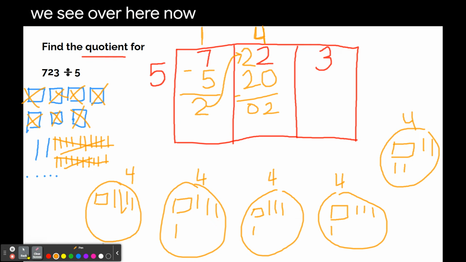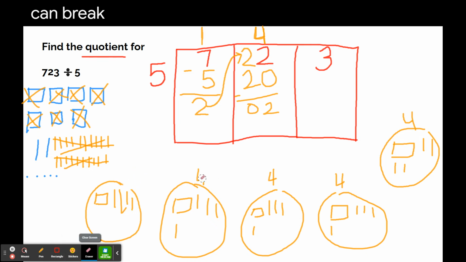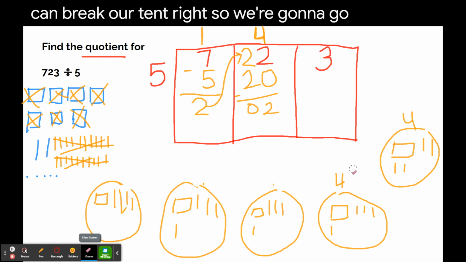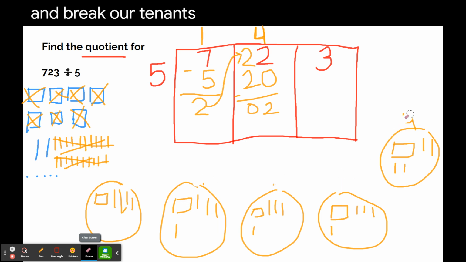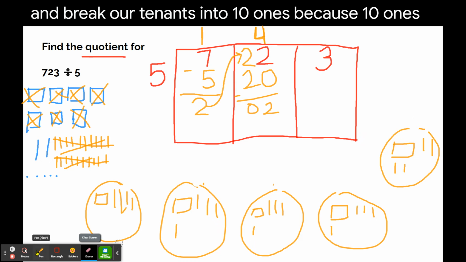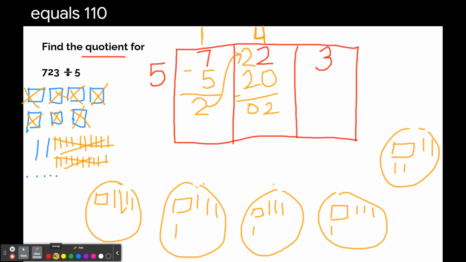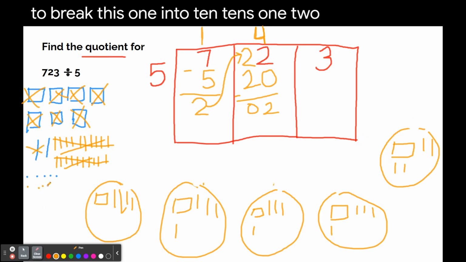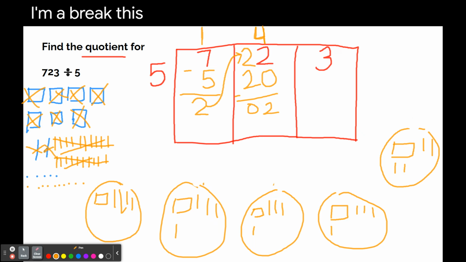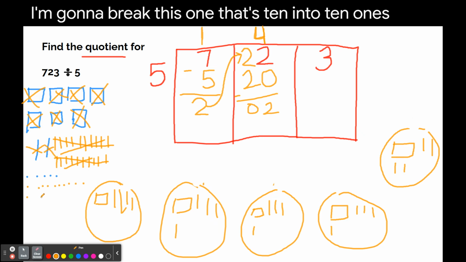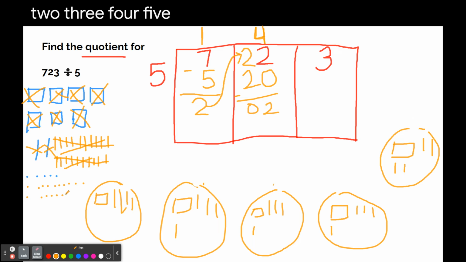Now, just like with our hundreds, we can break our tens, right? So we're going to break our tens into 10 ones because 10 ones equals 1 ten. So let's go ahead and do that. I'm going to break this 1 into 10 tens. 1, 2, 3, 4, 5, 6, 7, 8, 9, 10. I'm going to break this 10 into 10 ones. 1, 2, 3, 4, 5, 6, 7, 8, 9, 10.